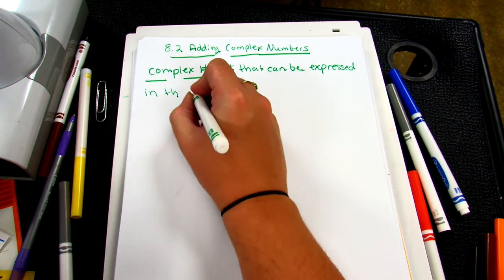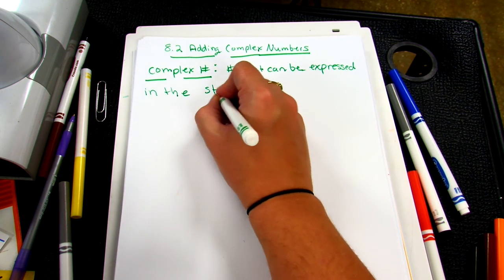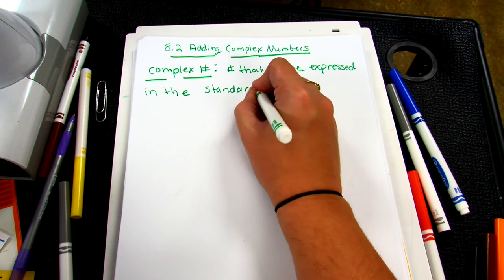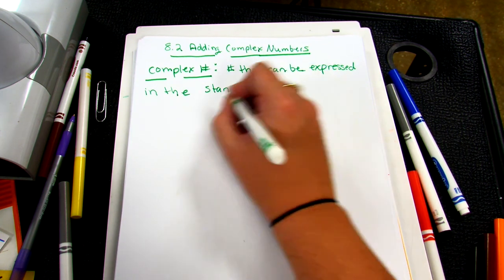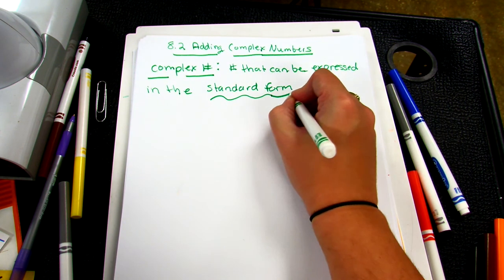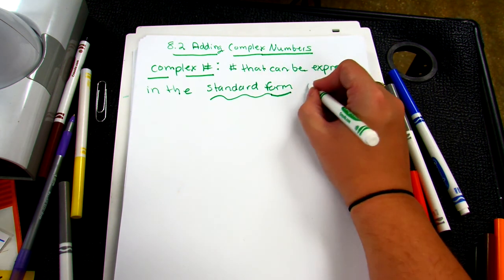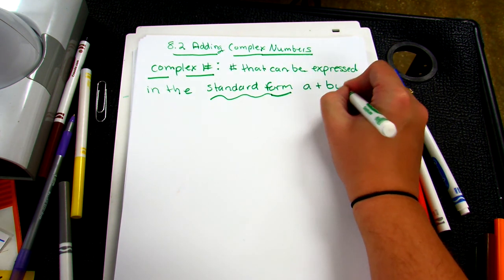A complex number is going to be a number that can be expressed in the standard form. So again, standard form is one of those important vocab words. Standard form: a plus bi.